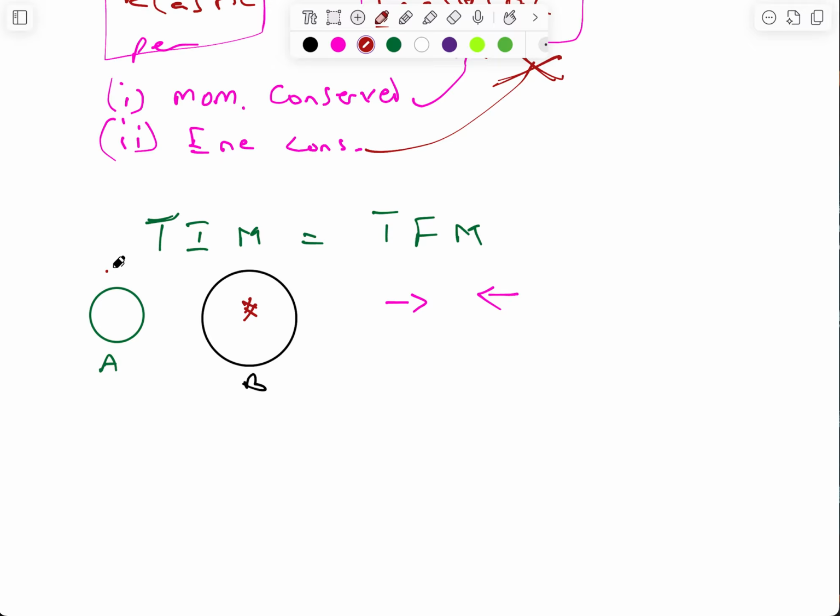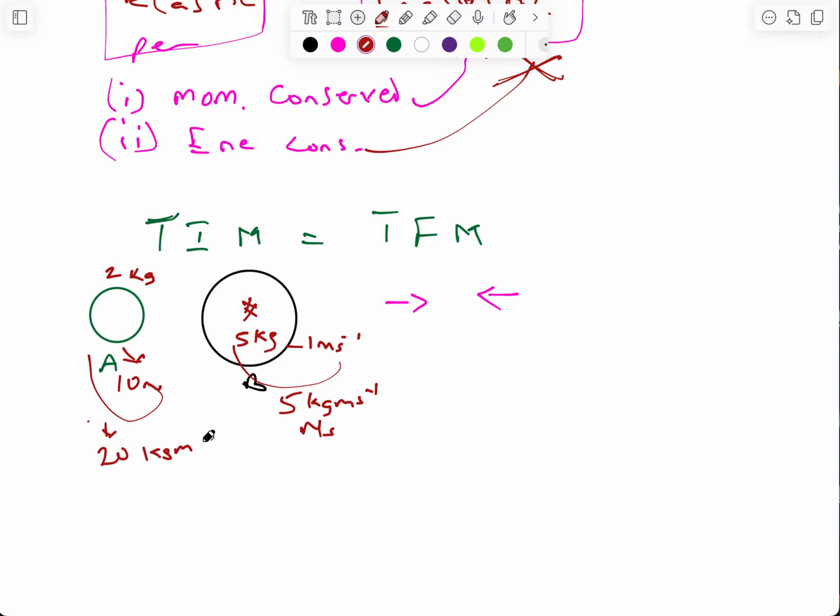For instance, if the mass of this is 2 kg and the mass of this is 5 kg, but this one is moving with a speed of, let's say, 10 meters per second, and this one is moving with a speed of 1 meter per second, the momentum of this one is 5 kilogram meters per second, or Newton second, any of those two, and the momentum of this one is going to be 20 kilogram meters per second. So you can see the difference now. This one has higher momentum, even though it is the one with the smaller mass. So take note of that.